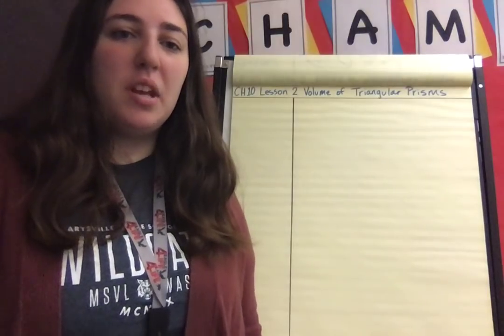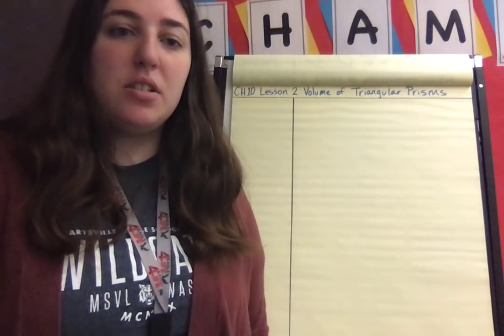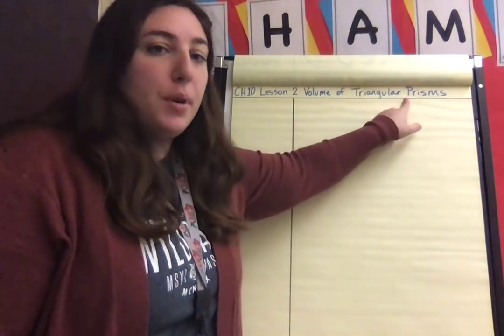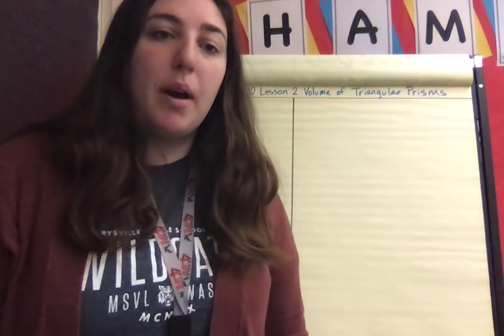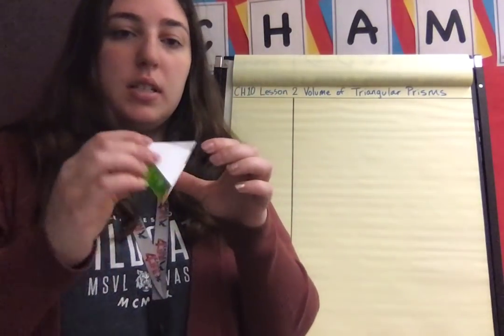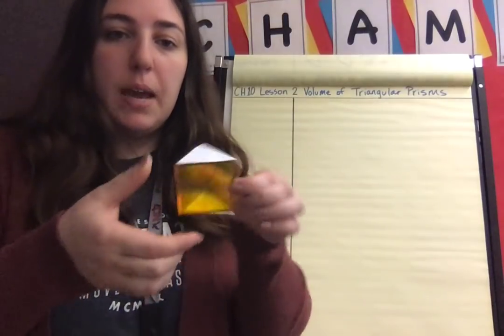Hey everybody, so today we're going to be learning from Chapter 10, Lesson 2. This time we are learning about volume of triangular prisms. Yesterday we learned about rectangular prisms. So a triangular prism looks something like this, okay?